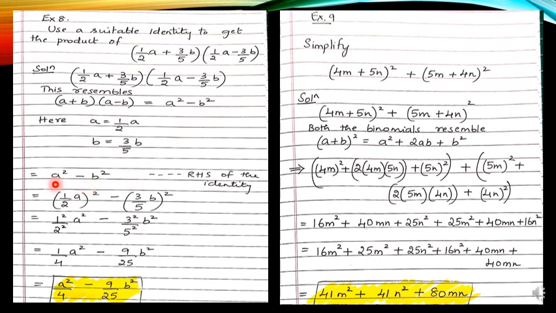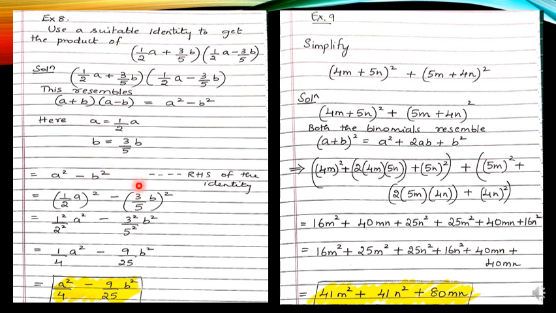So you should be simplifying it in RHS form. So it is going to be a square minus b square. What is the value of a? A is 1 by 2a. So what will be a square? A square is going to be 1 by 2a the whole square minus b square means b value is 3 by 5b.